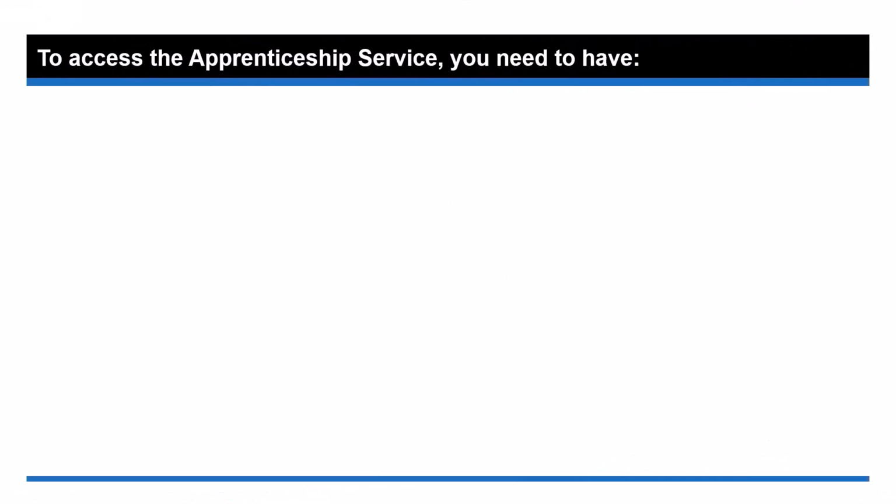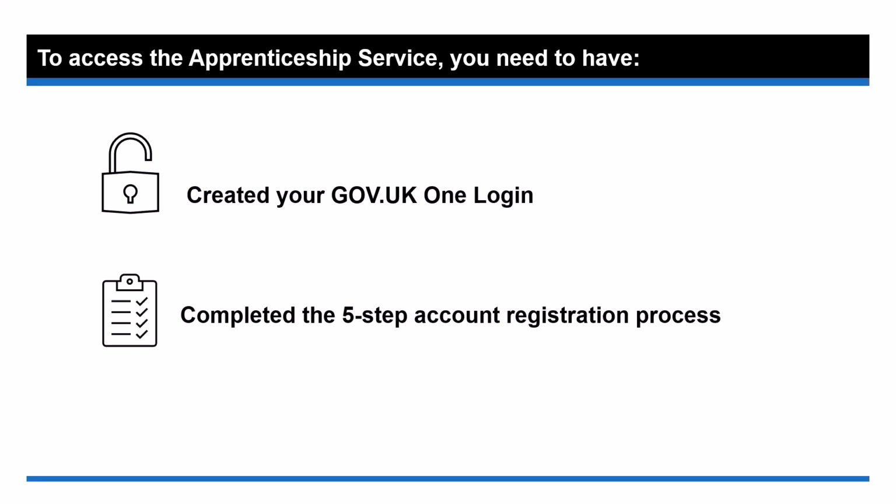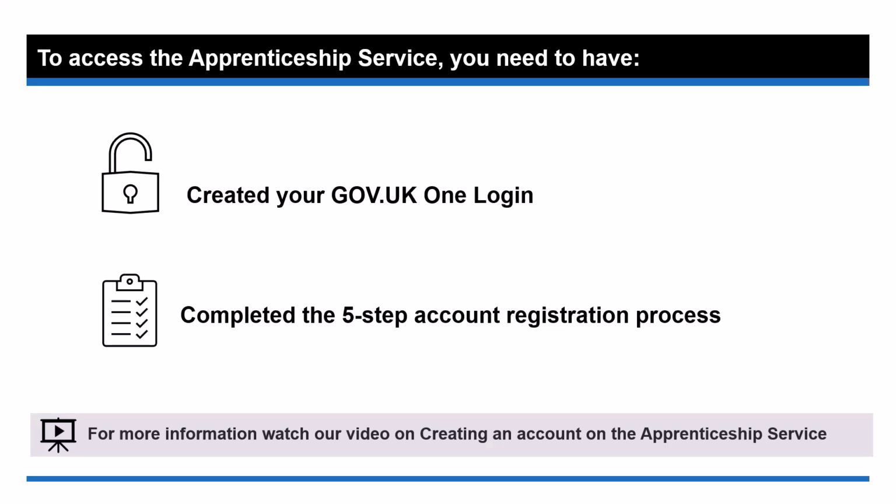In order to access the Apprenticeship Service, you need to have created your gov.uk One Login and completed the 5-step Apprenticeship Service account registration. If you would like to go through the registration process in more detail, then take a look at our video entitled Creating an Account on the Apprenticeship Service. Links are in the description below.